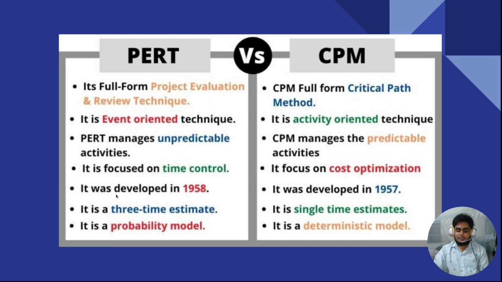PERT was developed in 1958, and CPM was developed in 1957. PERT uses a three time estimate, and CPM uses a single time estimate. Three times means optimistic time, pessimistic time, and most likely time. Finally, PERT is a probability model, and CPM is a deterministic model. These are the differences between PERT and CPM, and this is also very important for the exam. You have to memorize all those points carefully.